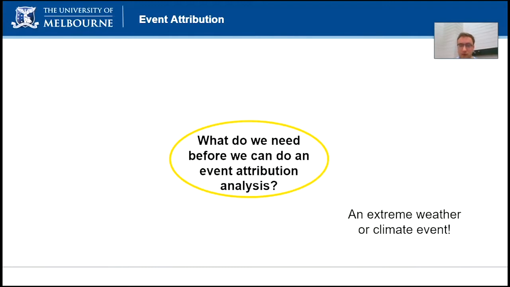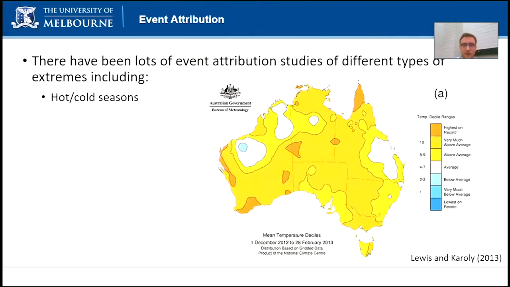Often we look at record-breaking events, so something outside historical, unprecedented in the historical record. So there have been lots of different event attribution studies for various different types of extremes, a few in Australia.